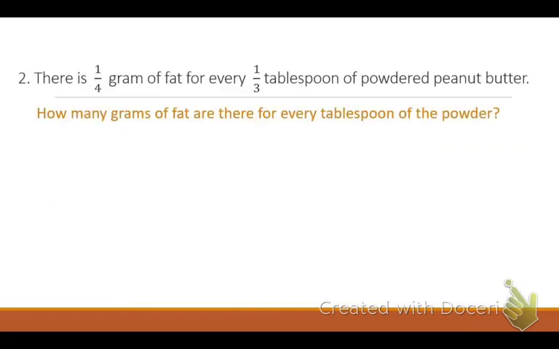For problem number 2, it says there's 1/4 of a gram of fat for every 1/3 of a tablespoon of powdered peanut butter. The question asks how many grams of fat are there for every tablespoon of the powder.